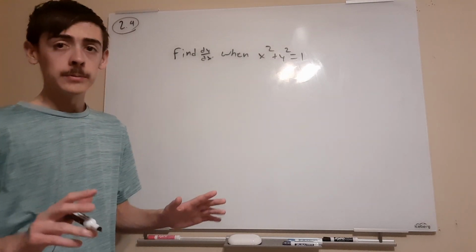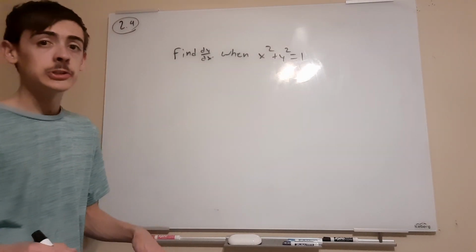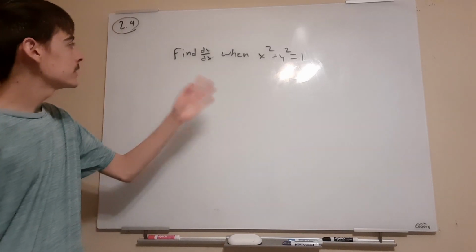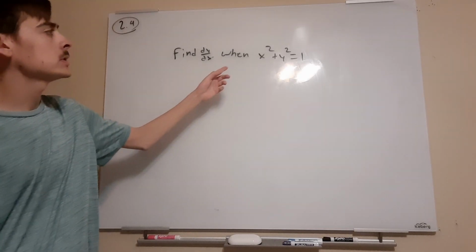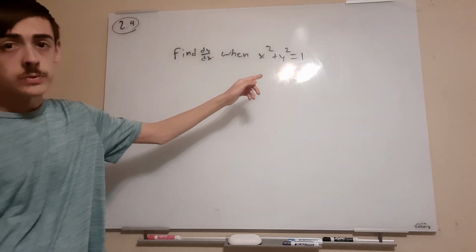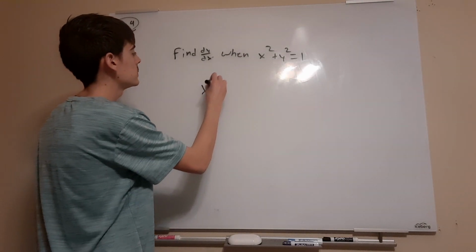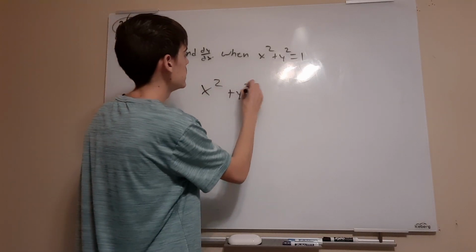Okay, so now we are moving on to implicit differentiation. And to start off with explaining this, I'm just going to go with an example. So our first example is find dy dx when x squared plus y squared equals 1. Now, our function we want to differentiate is x squared plus y squared equals 1.